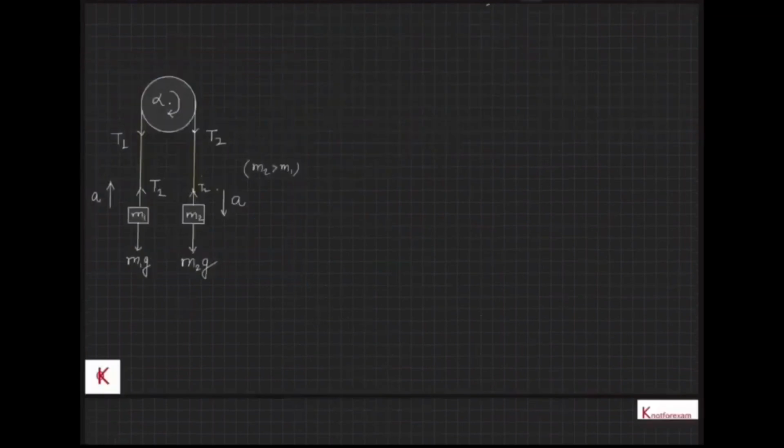Let's take another example. A pulley in the form of a disc of mass m and radius r, which is free to rotate about its axis.